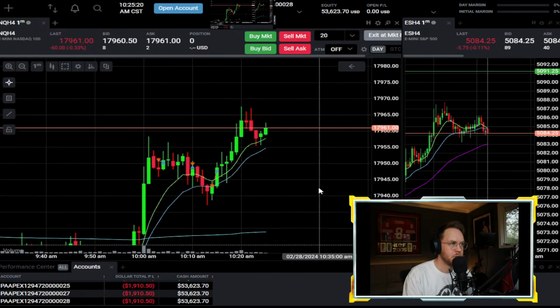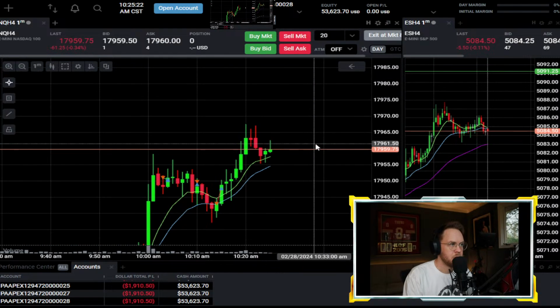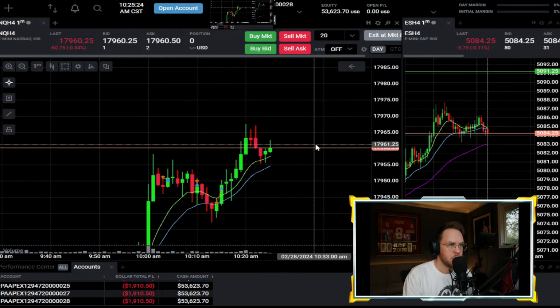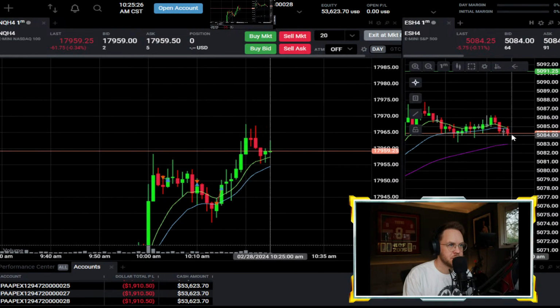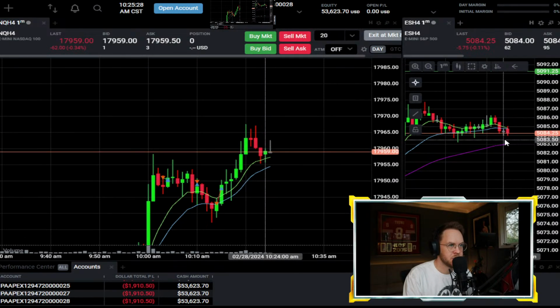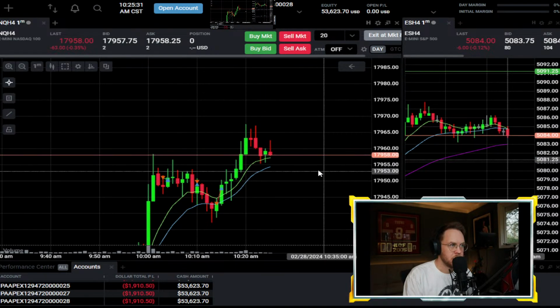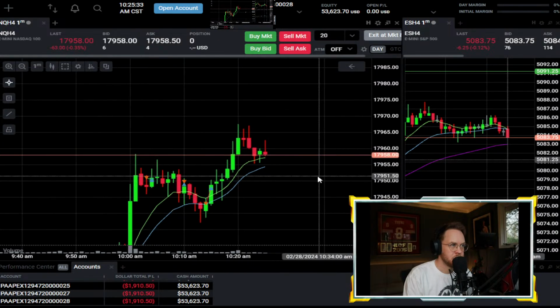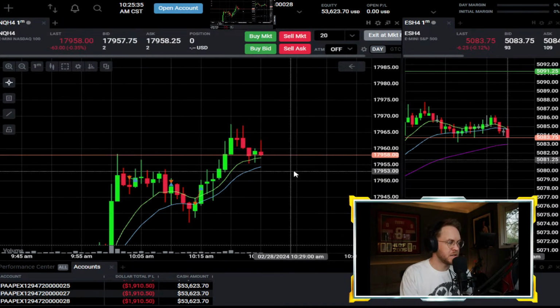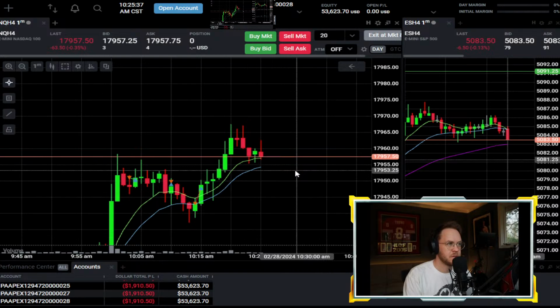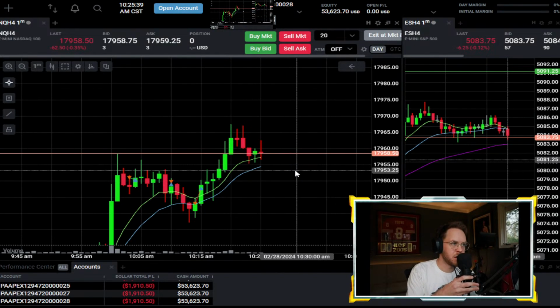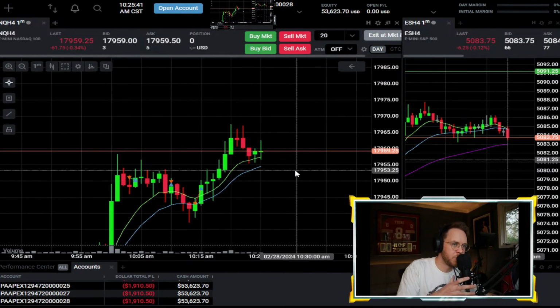All right, and the ES is showing some weakness. Nasdaq is not showing quite the exact same weakness, but it is showing weakness. And I'm going to step away here, grab some water real quick. I will be right back.